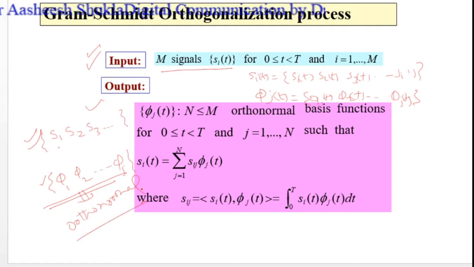Orthonormal to each other, and this is why the name of this process is Gram-Schmidt orthogonalization process or orthonormalization process. Both are nearly the same thing: Gram-Schmidt orthogonalization process and Gram-Schmidt orthonormalization process. And I have already told you the meaning of orthogonalization and orthonormalization. You can refer to my previous lecture for this.